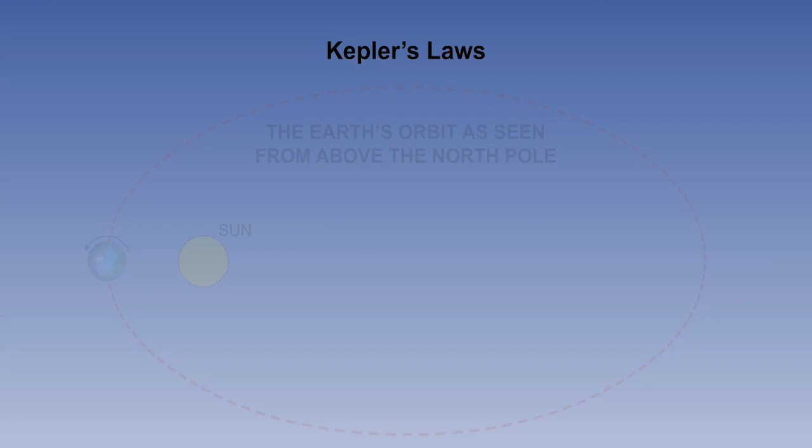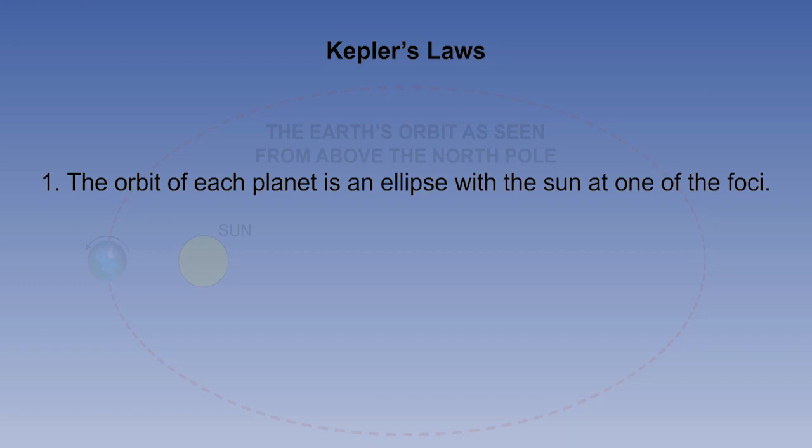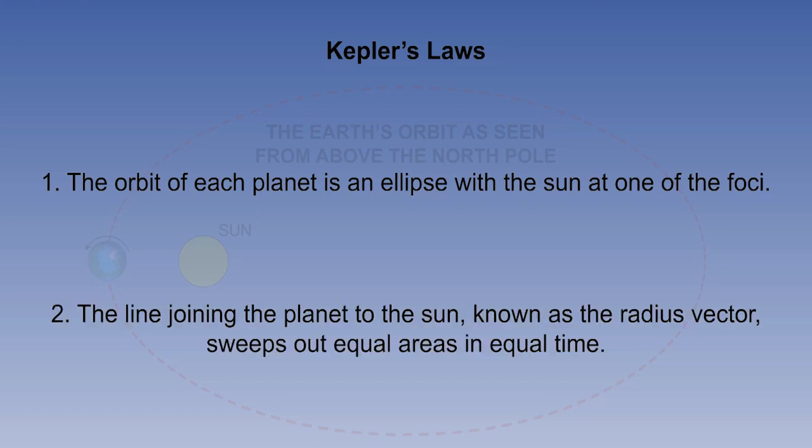Let's remind ourselves of Kepler's first two laws. The first is that the orbit of each planet is an ellipse, with the Sun at one of the foci. And the second is that the line joining the planet to the Sun, known as the radius vector, sweeps out equal areas in equal time.